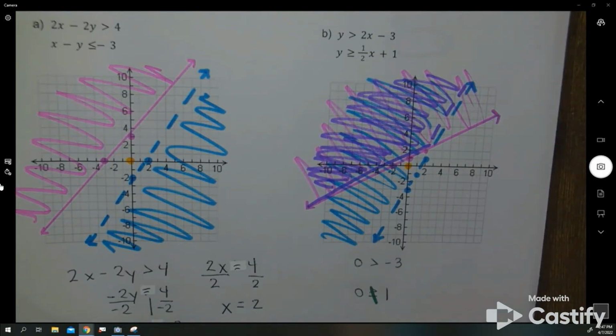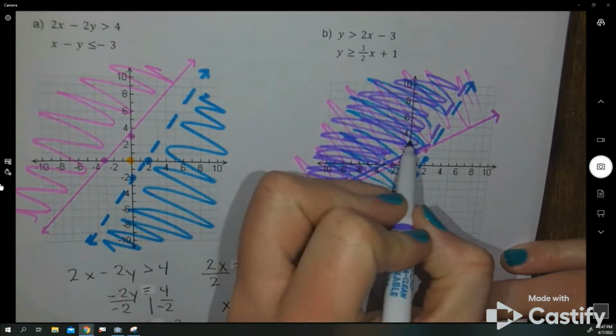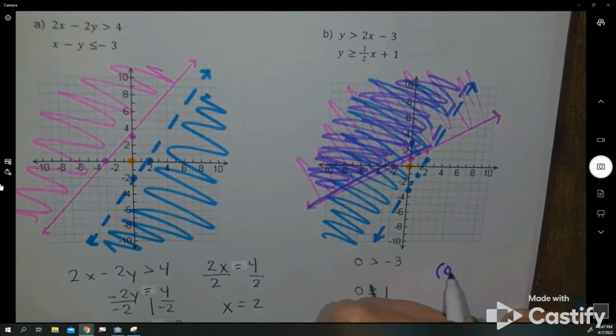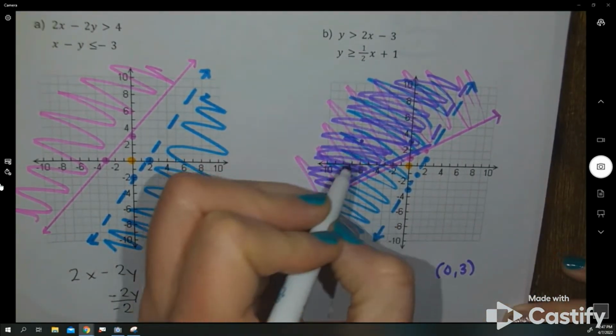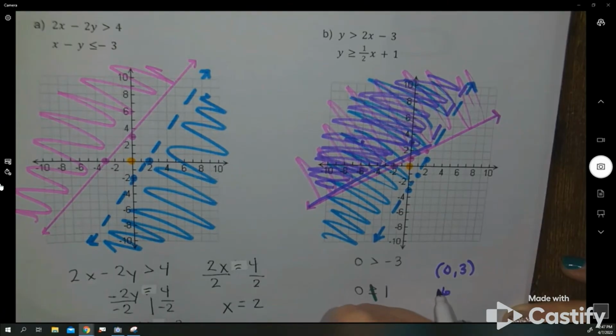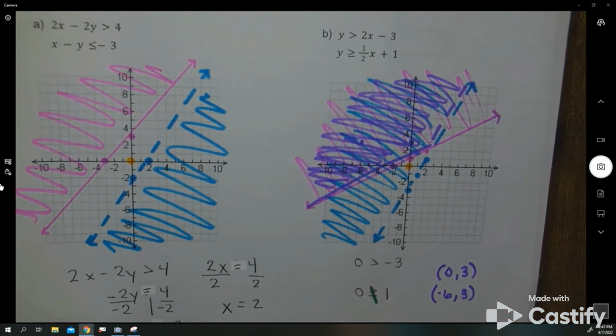So if I wanted to pick a number off of here as a solution, just one of the solutions, I could say right there, and it would be (0, 3). That's a solution. Or right here, which is (6, 3). That's a solution. Oops, (-6, 3). So lots of solutions for that.